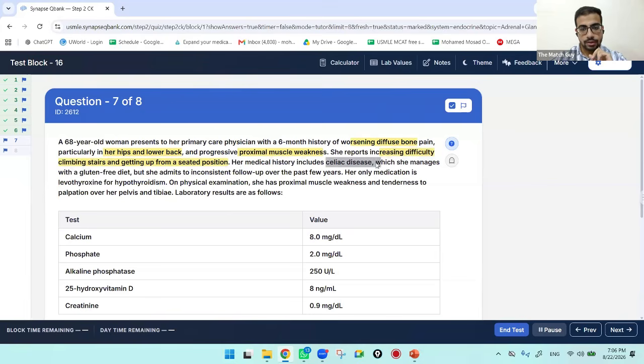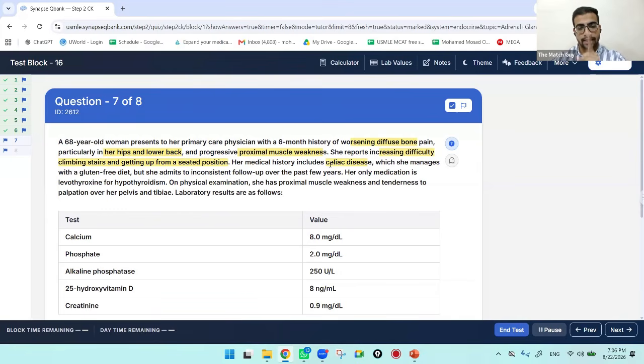Her medical history includes celiac disease. Okay, why did they want to mention celiac disease only out of all the medical histories that's possible? Why didn't they say if she's diabetic? Why didn't they say anything else? If they say one thing, mostly they want you to think about it.